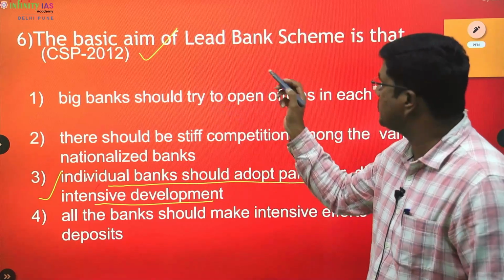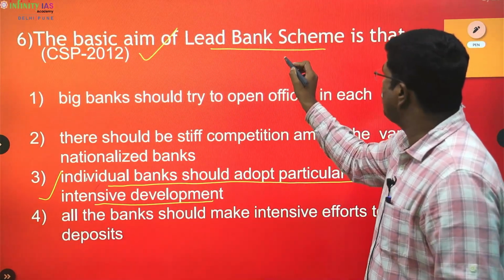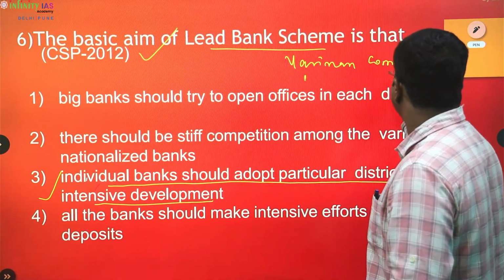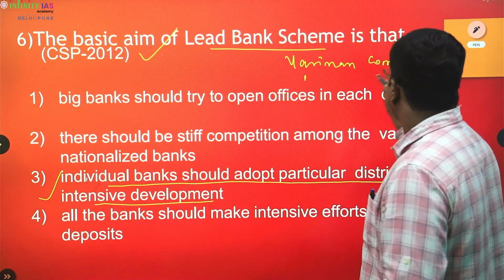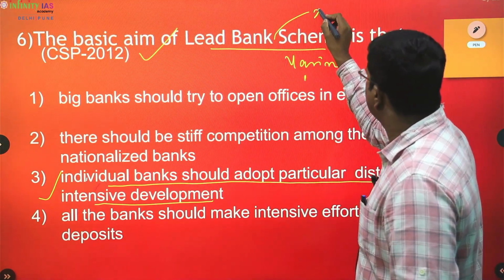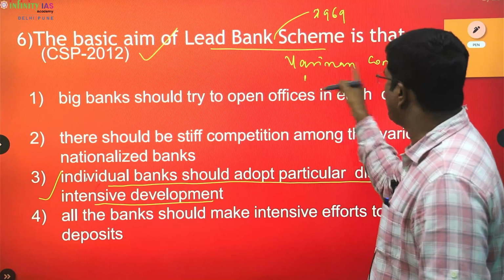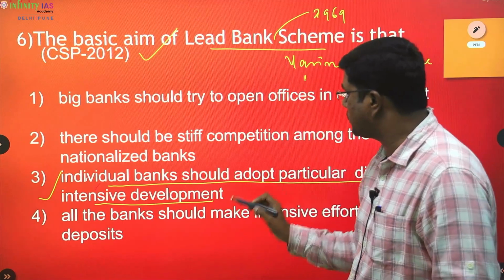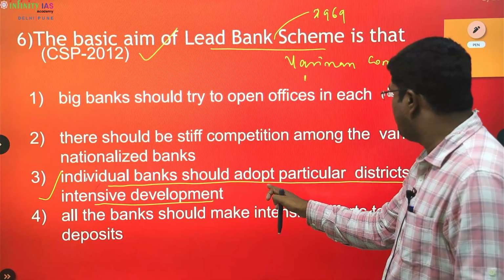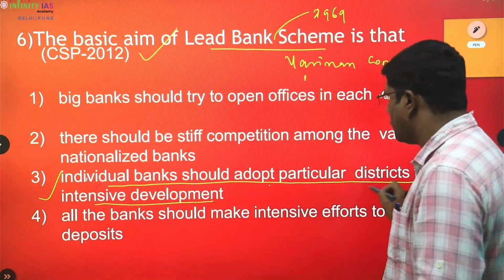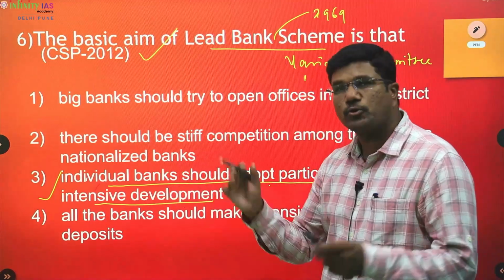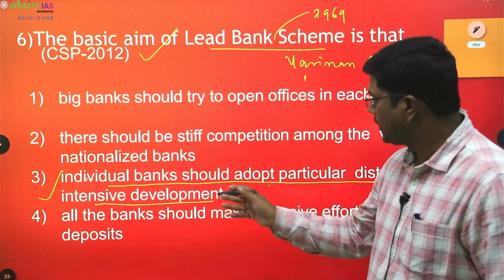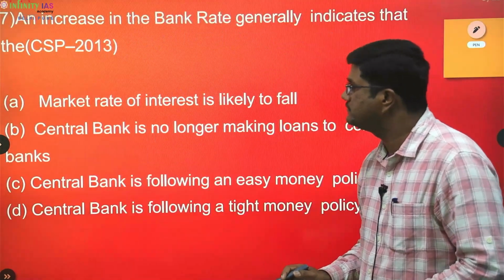Lead bank scheme is a recommendation by the Narayan committee, and this scheme was launched in 1969 on the recommendation of the Narayan committee, as we studied. The prime objective was that an individual bank should adopt a particular district for intensive development, and they should go for all credit supply activities in the rural sector particularly. For that purpose, this scheme was established.